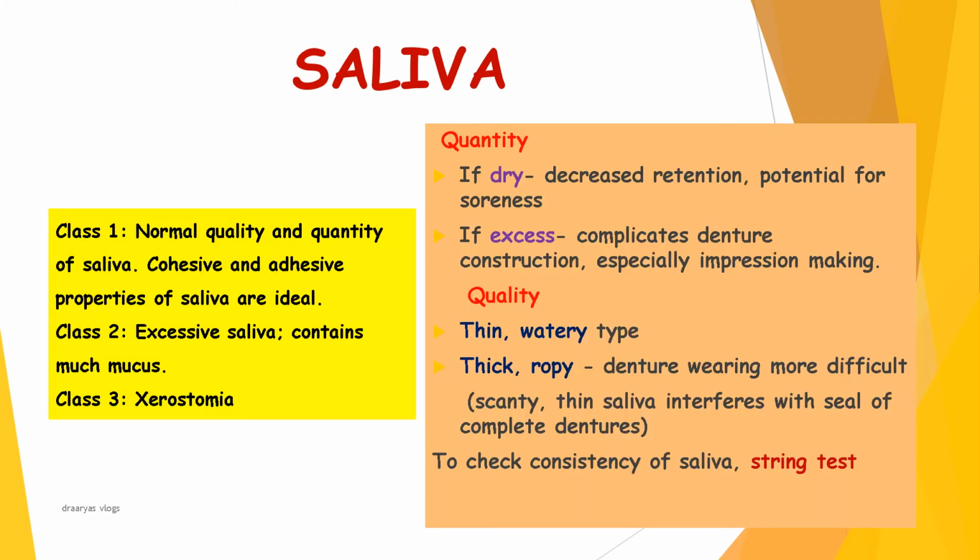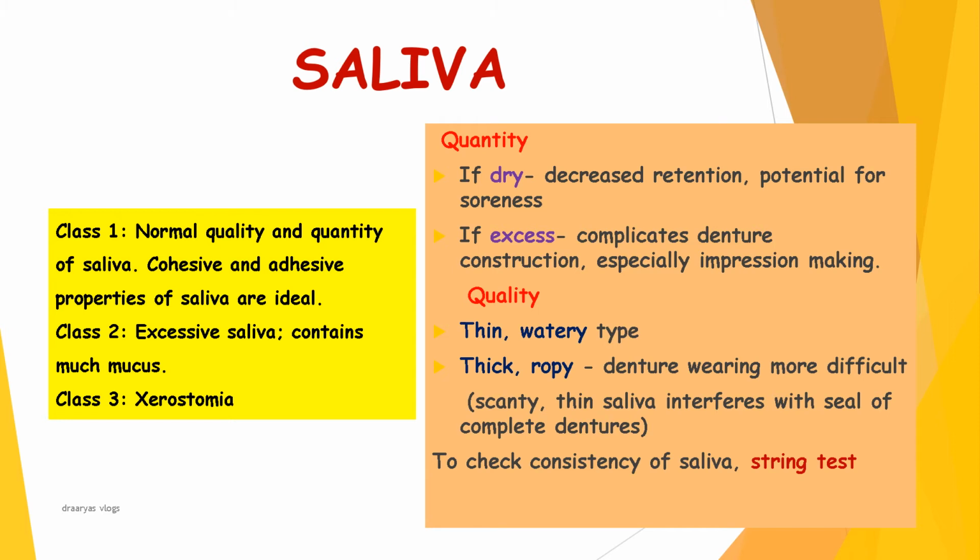Major salivary gland orifices should be examined to ensure that they are open. The amount and consistency of saliva affects denture retention and construction, and the amount of saliva can be classified as class 1 normal, class 2 excessive and class 3 xerostomia. If there is dry saliva, then retention can be compromised and there is potential for soreness. If there is excessive saliva, then it complicates denture construction, especially impression making.